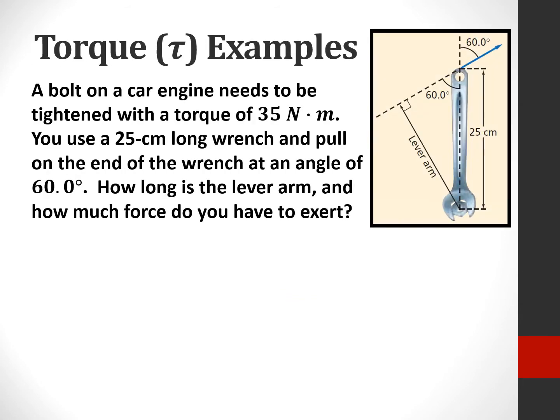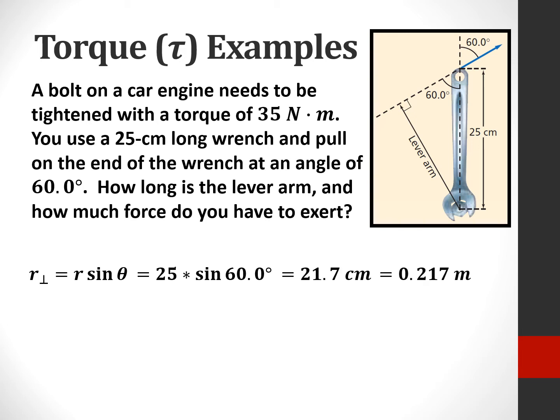All right, so some examples. We have a bolt on a car engine that needs to be tightened with a torque of 35 newton meters. You use a 25 centimeter long wrench and pull at the end of the wrench at an angle of 60 degrees from the perpendicular. How long is the lever arm, and how much force do you have to exert? The lever arm is r sine of theta. So we have r, which is 25 centimeters, times sine of 60 degrees, and that gives us 21.7 centimeters, which is 0.217 meters in base units.